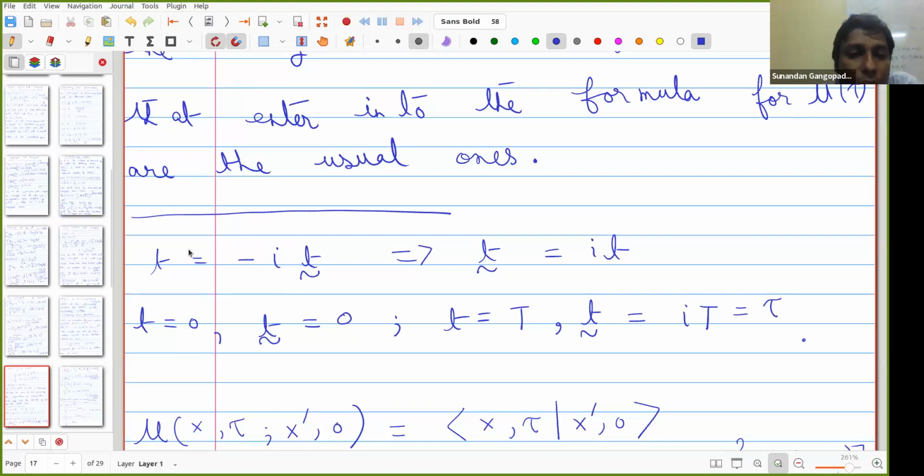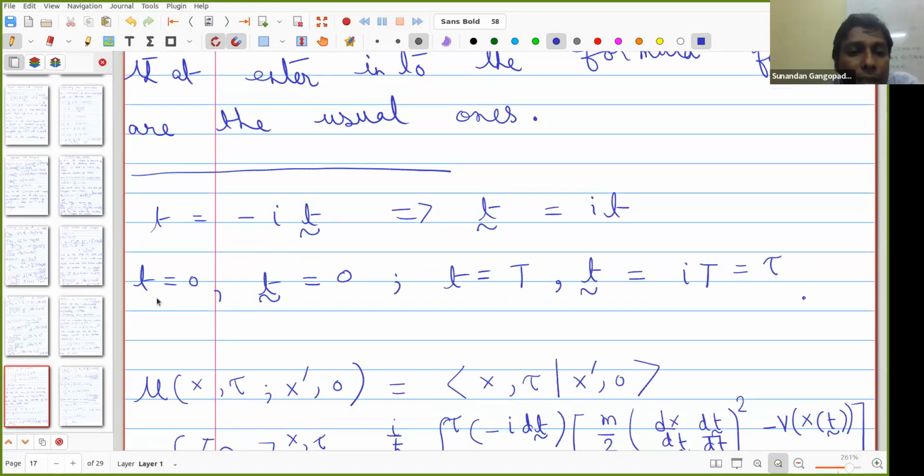So if I do this, now this t becomes imaginary, because this t tilde is a real number, as I mentioned earlier. Therefore t tilde can be written as it. Now if I set t equal to 0, then t tilde will be equal to 0. And if I set t equal to capital T, then t tilde will be equal to iT. So these are the limits that we have. So t tilde is equal to i capital T, and that I call tau.